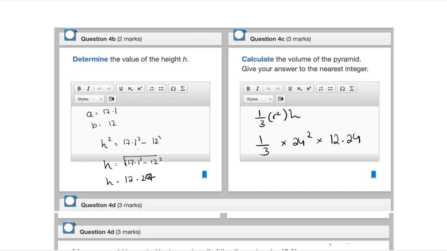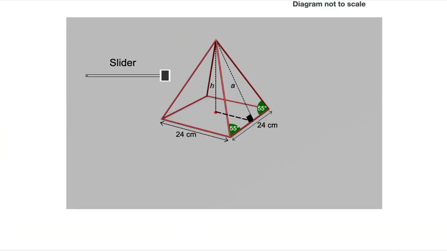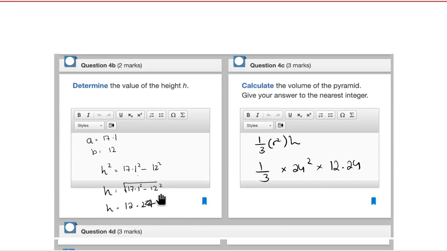I'm getting an answer of 2349. Okay, the marking scheme says 2338. And I understand the difference. The difference was that the marking scheme considered the value of 12.18.